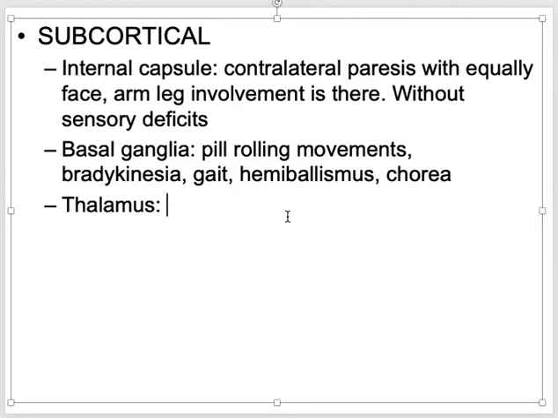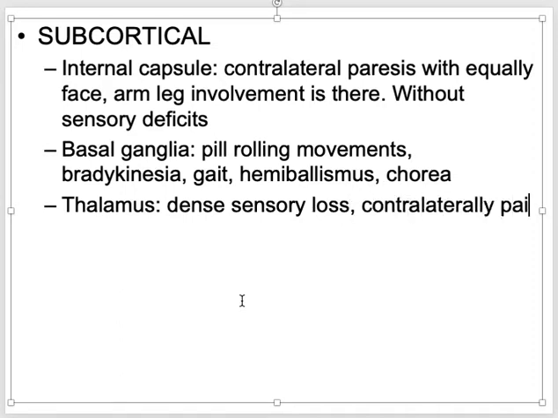The thalamus is the relay station. You can say all the sensations coming from the different parts of the body, the fibers first of all go to the thalamus and then to the brain. So remember, there will be dense sensory loss whenever the thalamus is affected, and contralaterally. There can be pain syndromes in these patients. Okay, so subcortically, these areas will be affected.